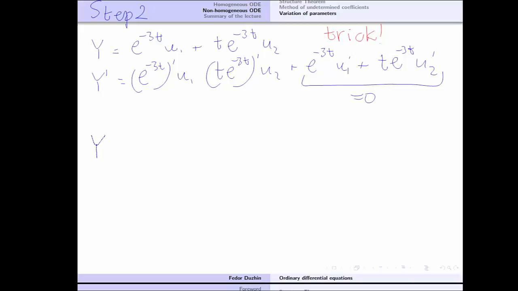And then we will write y double prime equals, we are going to differentiate these things again: (e to the minus 3t) double prime u1 plus (e to the minus 3t) prime u1 prime. So now I have differentiated this.